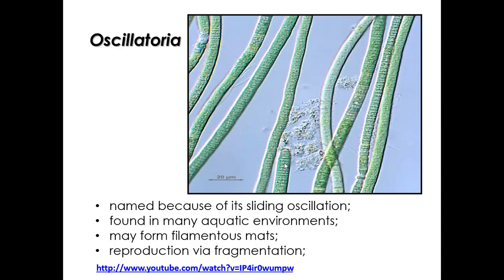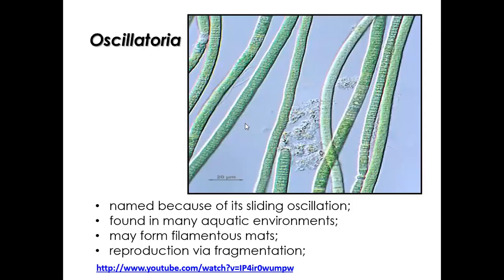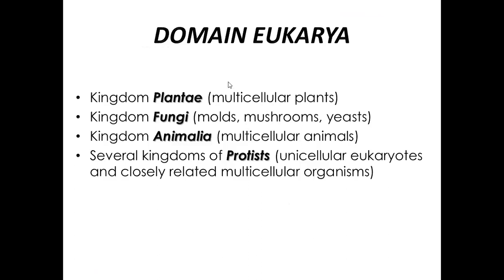Once again, it grows in water and can form mats on the water. They basically reproduce by growing and then breaking off, and continuing to grow and break off. So, fragmentation. Like I said, if you get a chance, watch this video on YouTube, or just Google Oscillatoria. You can find tons of videos on that. All right, so that is all I'm going to say about bacteria and prokaryotes in general.